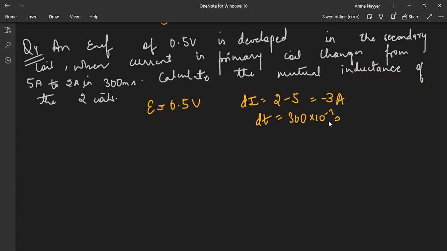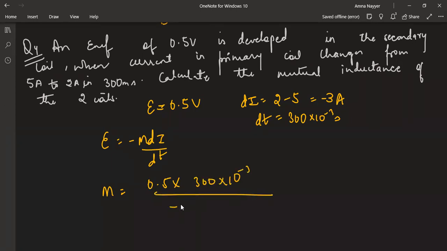dt will be 300 milliseconds. Convert milliseconds. So EMF, mutual inductance, EMF is minus M dI over dt. Not a difficult question. M will become E 0.5 into T is 300 into 10 to the power minus 3 by I is minus 3. This minus sign again. So 0.05 Henry. Easy. 0.05, Khalid, not 0.08. Note it down. Then let's start with the questions from AC.